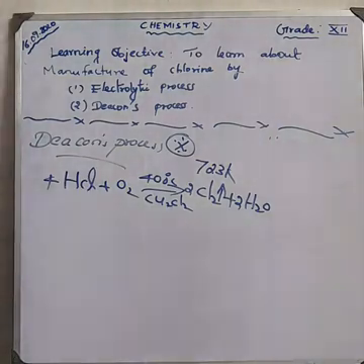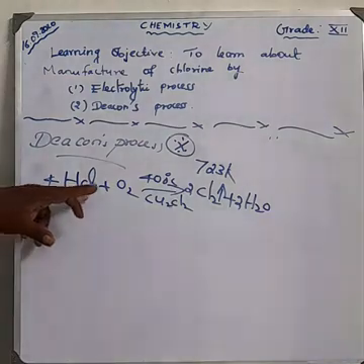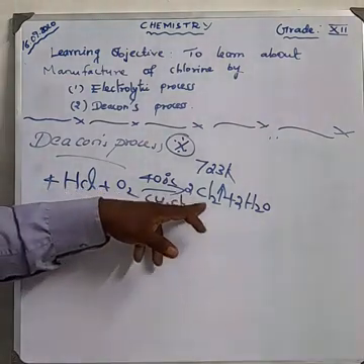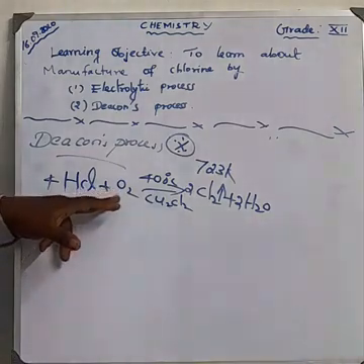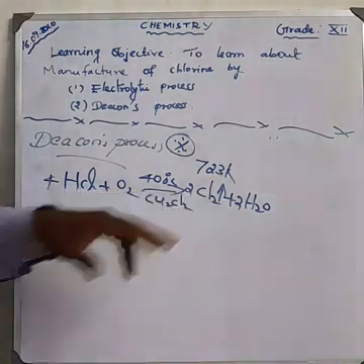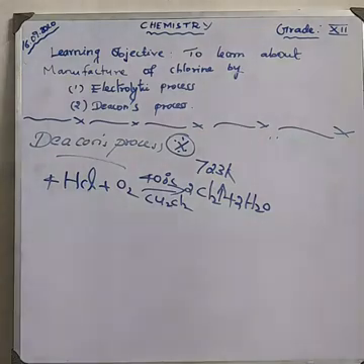So what is happening here? Hydrochloric acid combines with oxygen to form chlorine gas, and also we get water. This is the first preparation of chlorine by the Deacon process. Next, about chlorine from bleaching powder.